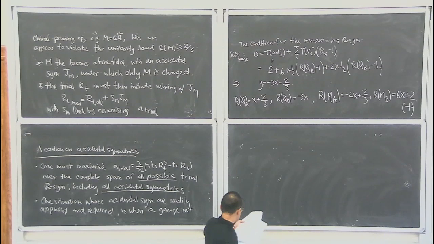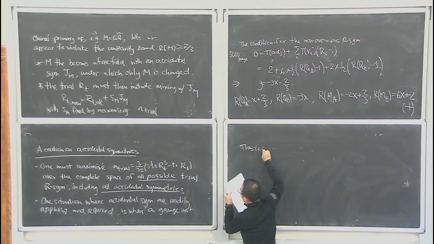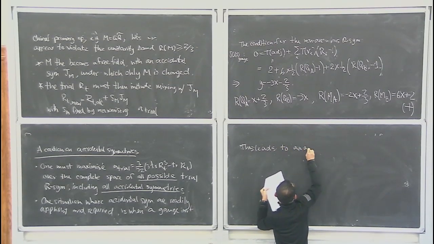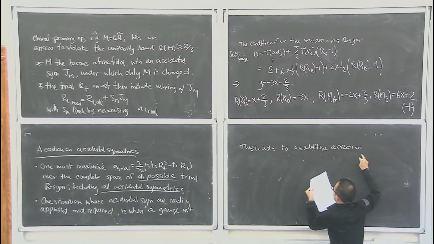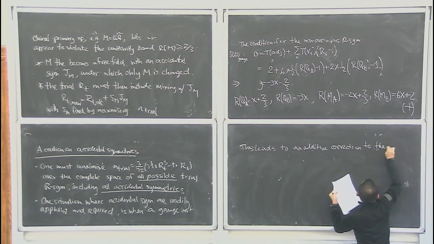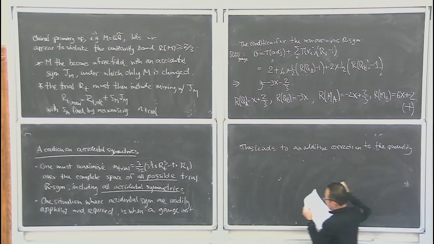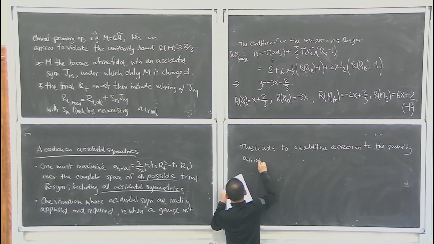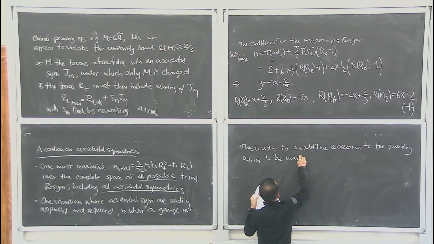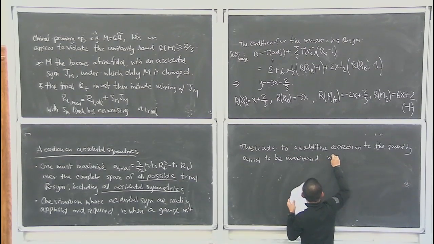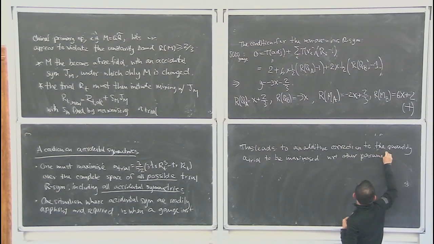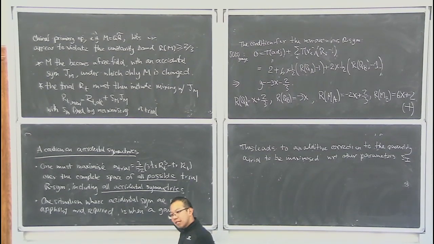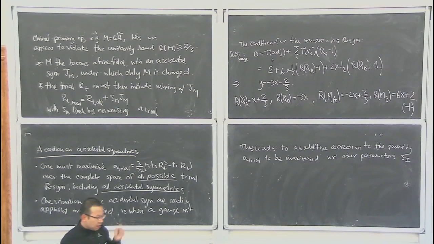Okay. This leads to an additive correction to the quantity, the quantity a trial, to be maximized with respect to the other parameters S_i. Okay, basically what I'm saying is that you have to redo the maximization with respect to this new guy. Okay.